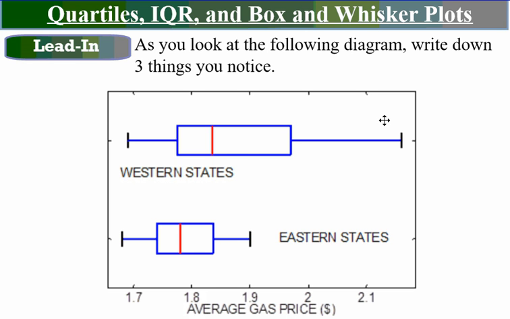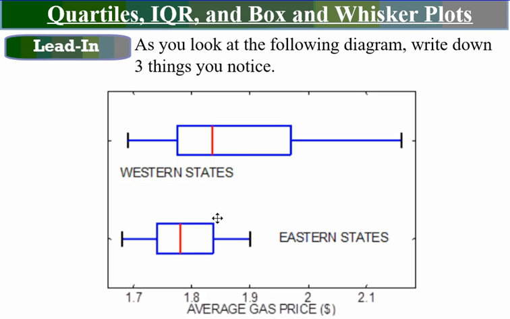Okay, welcome back. The first thing I would say maybe is, well, this red bar in the middle is actually going to be the median. So it looks like the typical gas price in the west looks to be higher than the typical gas price in the east. It's more to the right. Maybe another thing you might notice is that the eastern states are more closely grouped together. Their range is definitely smaller.